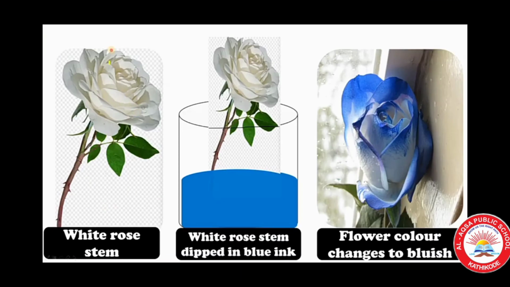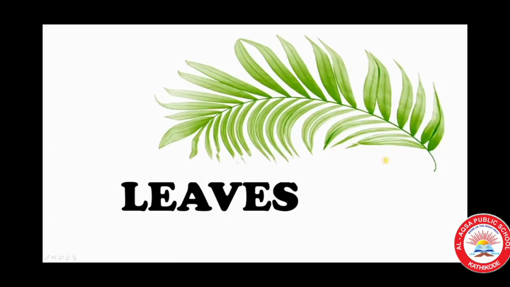Next, we take a white rose stem and dip it in blue ink, and the next day we can see the white flower changes to bluish. Here also the stem conducts that blue water and it reaches the flower.